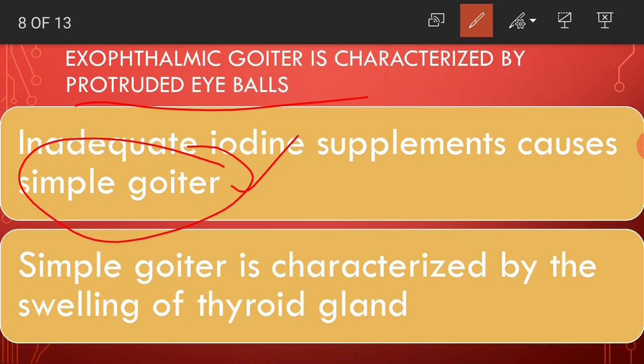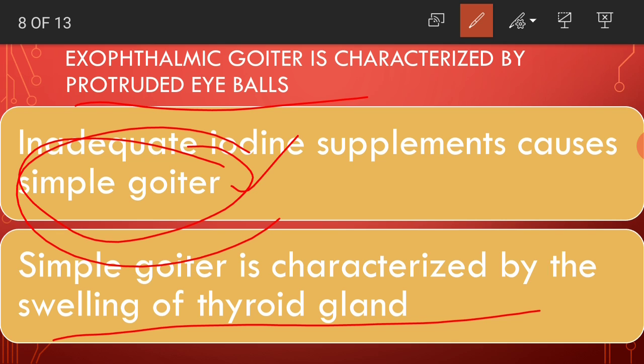In such mountainous areas, the plants also run short of iodine because they are not supplied with iodine by the soil, because they are growing in the soil which is deficient in iodine. The plants also do not contain much iodine in such areas. Naturally, the people who are inhabiting such mountainous terrain will suffer from iodine deficiency, then it may result in the swelling of thyroid gland, and this is called simple goiter.